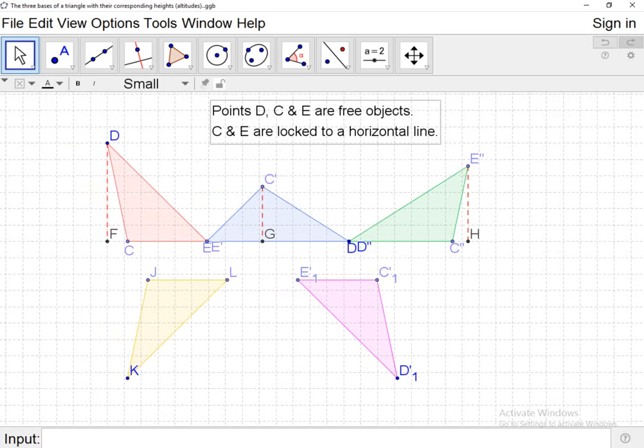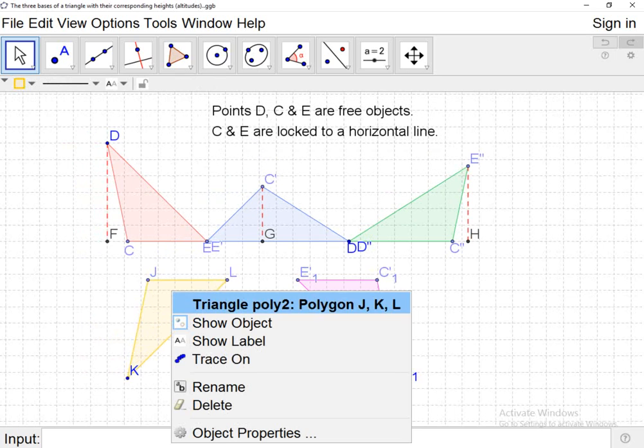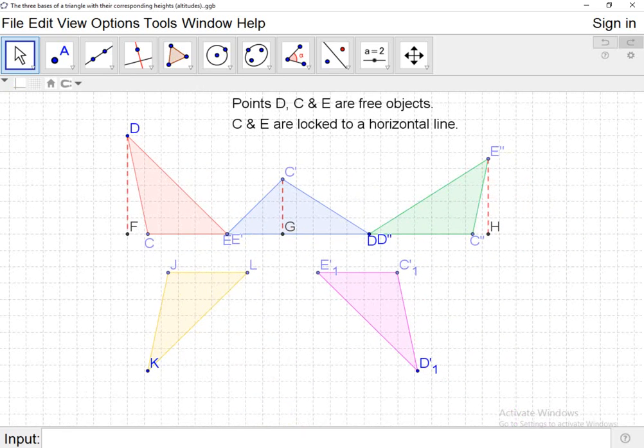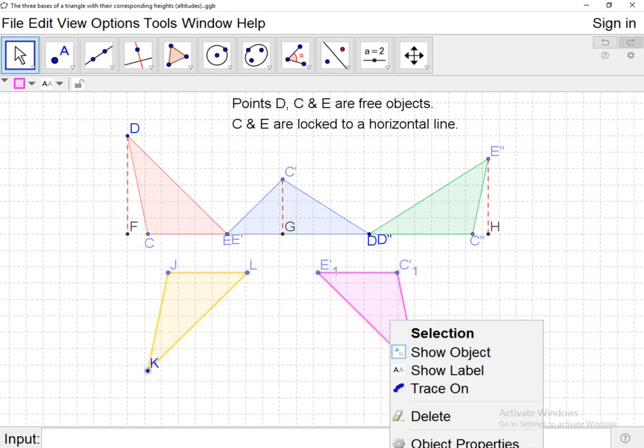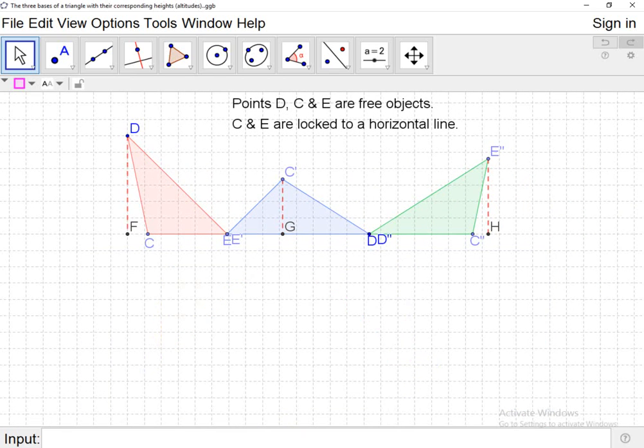All right, so in this image here, I can't remember why I made it this way. I don't need those, so let me hide them.